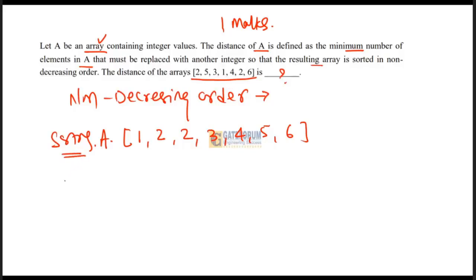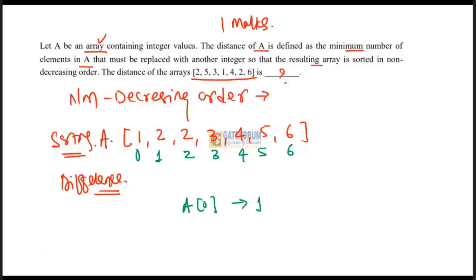So we need to calculate the differences. Here there are three differences basically. Let's say my indexes are, I am representing the indexes from 0 onward. So 0, 1, 2, 3, 4, 5 and 6. So here I need to replace a0 with 1. So this is one of the differences.